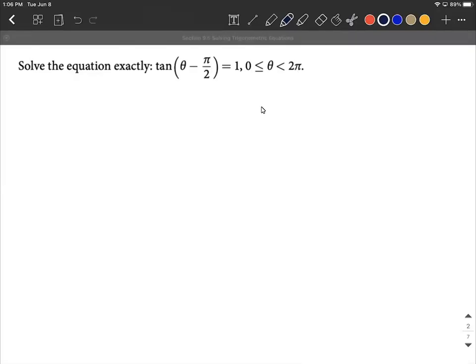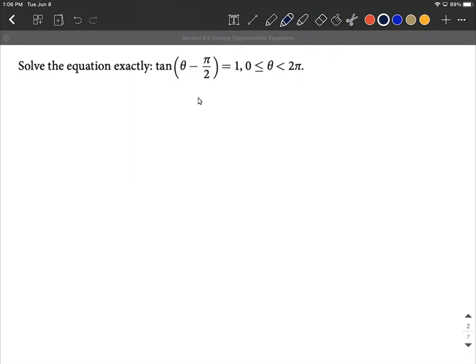Okay, solving a trigonometric equation. In this case, we have tangent of (theta minus pi over 2), all on the inside of this tangent, equal to 1. And our goal is to find all the values of theta, this angle, between 0 and 2 pi that are going to give correct solutions.